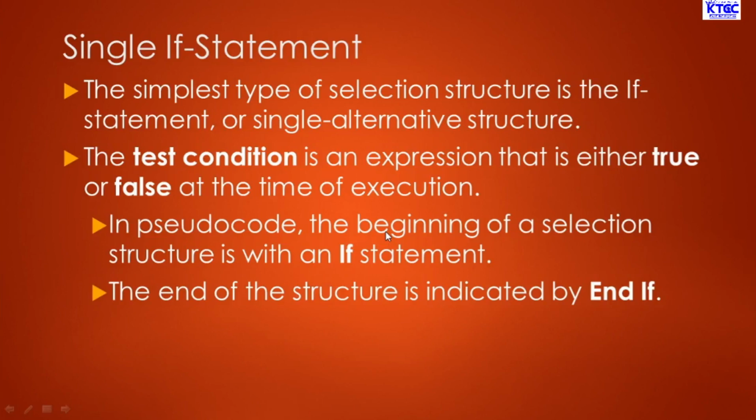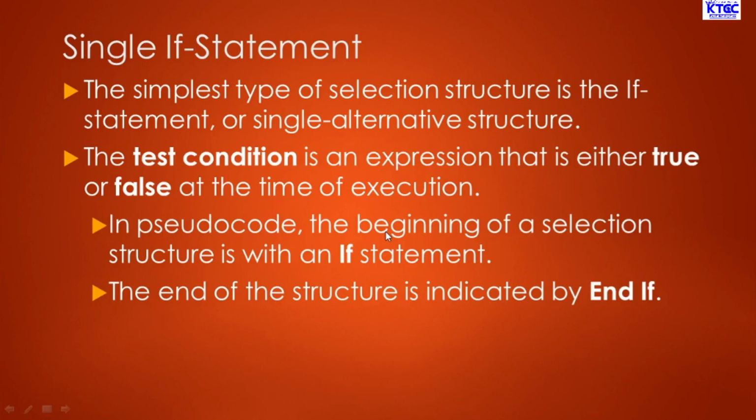pseudocode generally, how it's generally accepted and it's written in pseudocode. So the simplest type of word selection structure is the if statement, or the single alternative, the single one we just talked about. And we have a way of writing it in pseudocode, which we'll be looking at shortly. Now, the test condition is an expression that is either true or false, just as we saw. If it is true, we know what it means. If it is false, we know what it means. And at the time of execution.